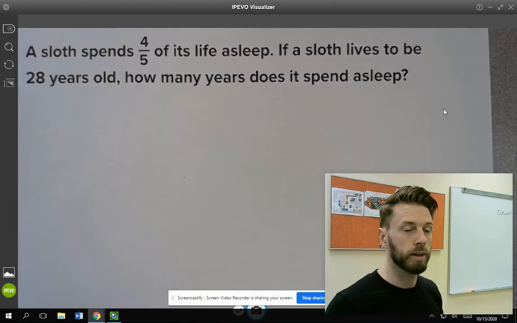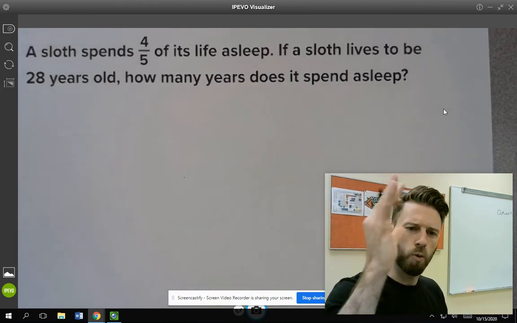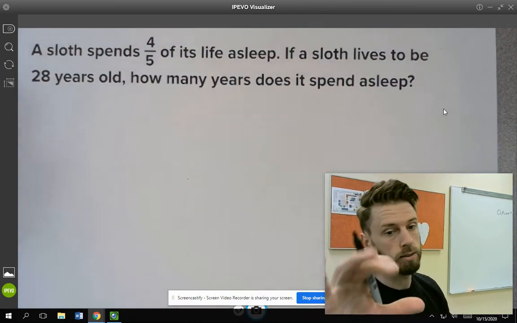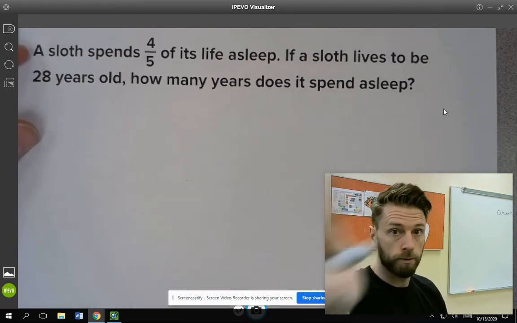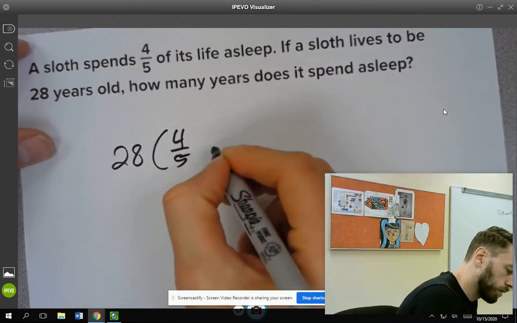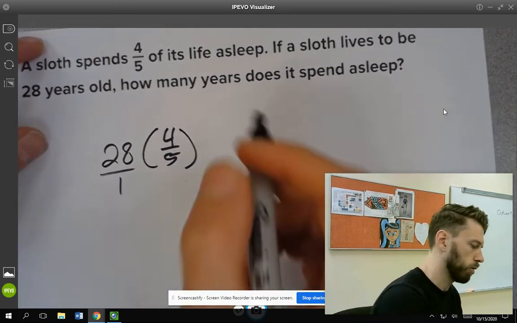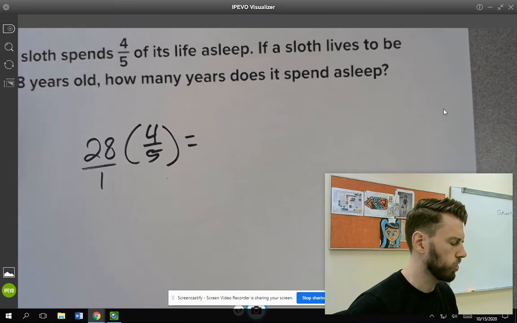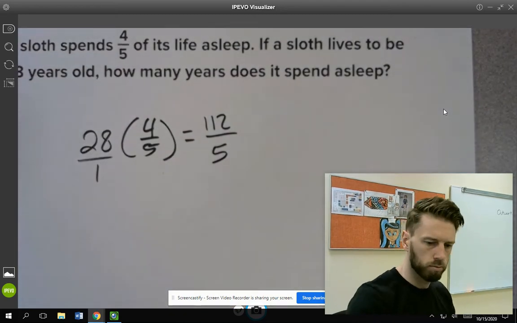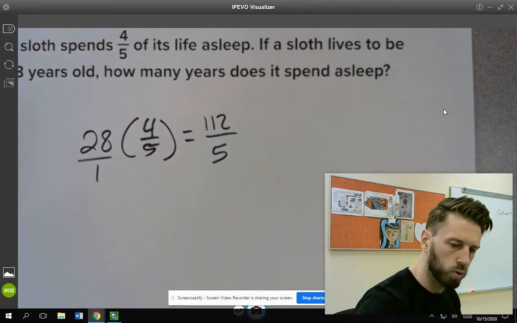4/5 of 28. Finding a fraction of another number. Of is that key word, or means to multiply. And in this case, 4/5 of 28 would mean to multiply 28 times 4/5, or 4/5 times 28, doesn't matter because with multiplication, the order doesn't matter. Division, it does. So in this case, we'll do 28 times 4/5. In order to multiply these, we'll slap a 1 underneath the 28. I'll multiply across the top. That's 112 over 5. Is that right? 28 times 4. Yep, 112 over 5.